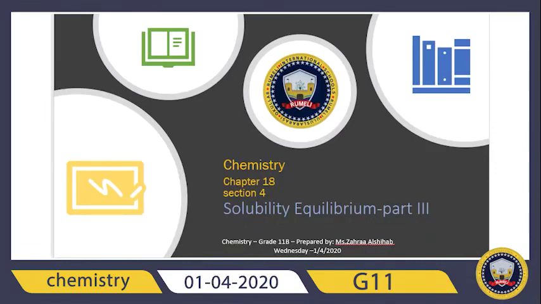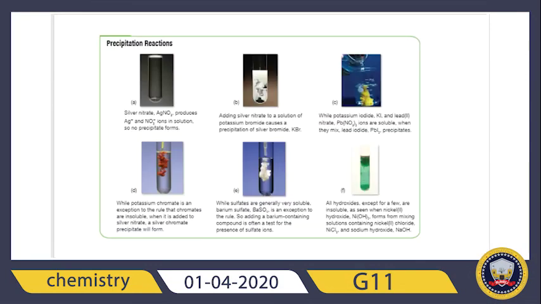Today inshallah we'll continue our lesson about solubility equilibrium. So far, guys, we have learned about KSP and how to calculate KSP knowing the solubility, or how to calculate solubility knowing the KSP value. Today we'll learn what we are using KSP for, guys. What is the benefit of KSP? Actually, the KSP value is used to predict precipitate formation.